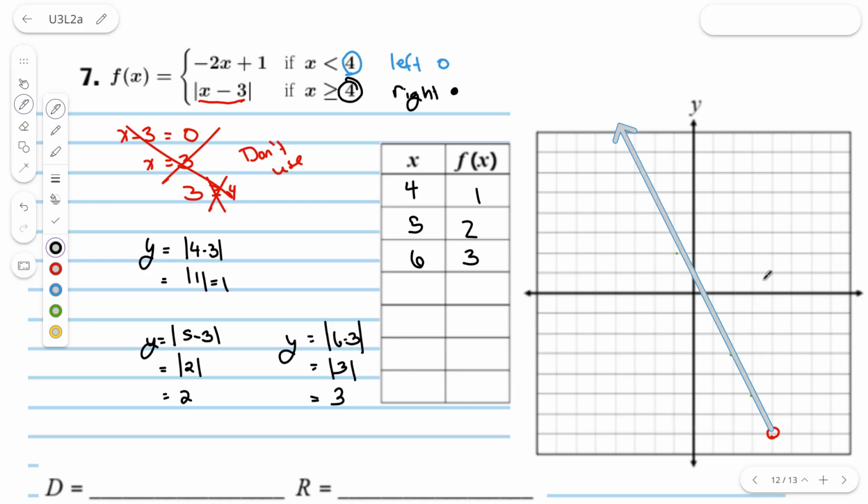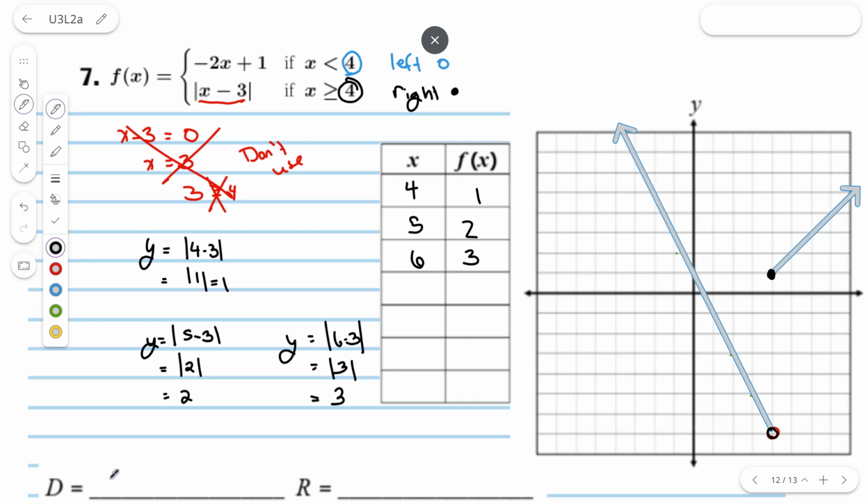So starting off at 4, I go up to 1. I have a closed dot there. And then I'm just going up 1, right 1 each time, drawing my line as it goes to the right. And just remember that the point that I started with this time was closed. This point was open.